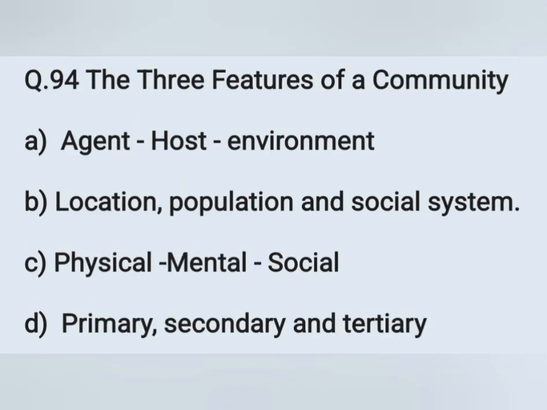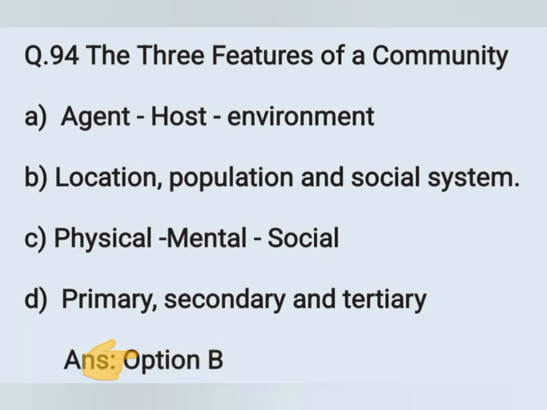And the next question, number 94. The three-tier features of a community. Options: option A, agent, host, environment, option B, location, population, social system, option C, physical, mental and social, option D, primary, secondary and tertiary. The three-tier features of a community are location, population and social system. Option B is the correct answer.